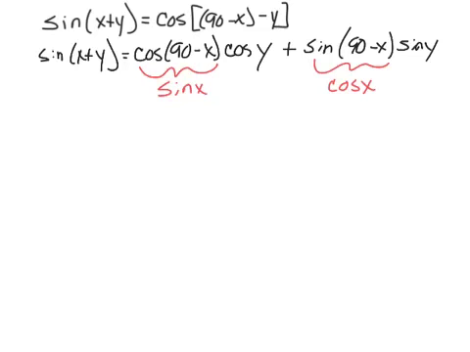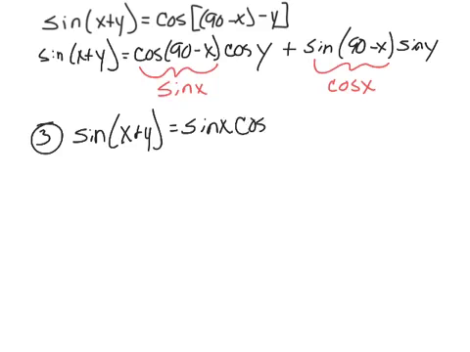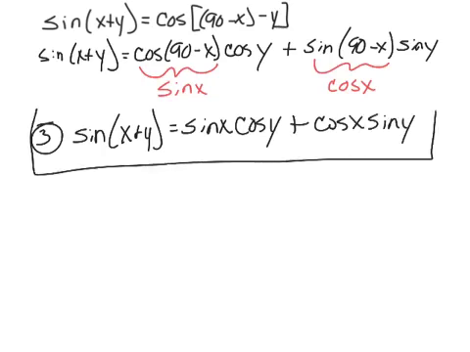So finally we have our third identity: the sine of x plus y is equal to the sine of x times the cosine of y plus the cosine of x times the sine of y. So when you're talking about the sine function, it's sine, cosine, cosine, sine. If it's addition here, it's going to be addition there.